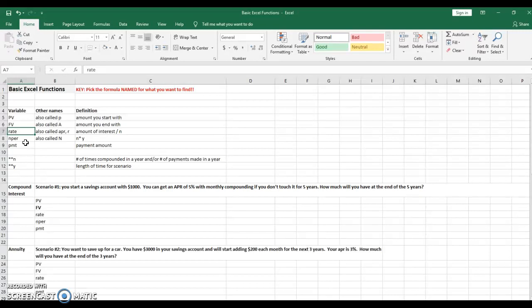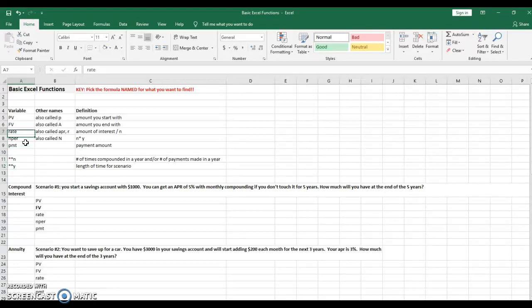So a little side note down here, N is the number of times that you compound in a year or the number of payments you make in a year. In basic classes and basic Excel functions, we just let these be the same. So you would have to compound the same number of payments you make in a year. So if you're making monthly payments, you're compounding monthly. Okay? And Y is the length of time that you are investing in your scenario or paying off your loan.